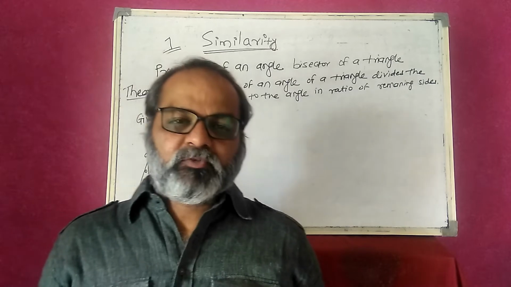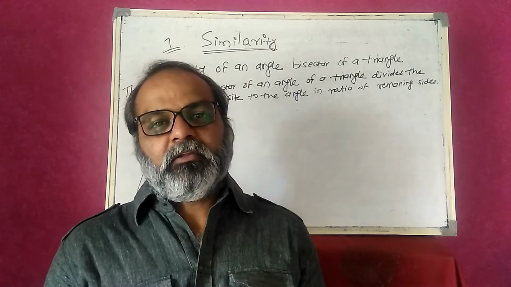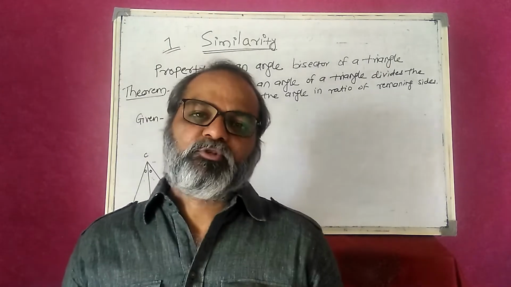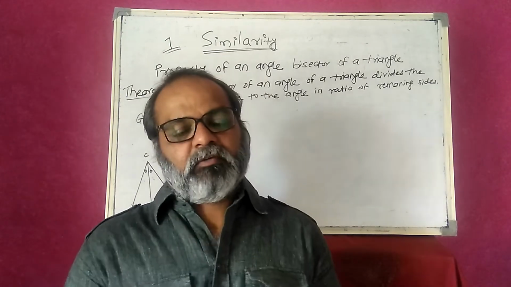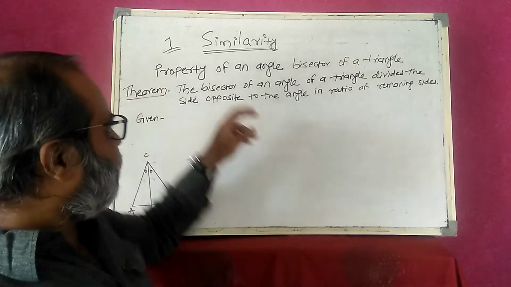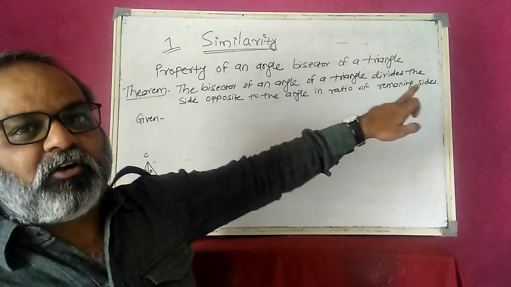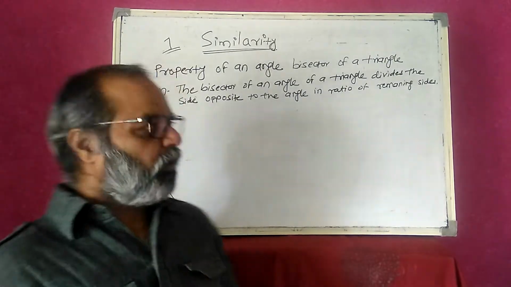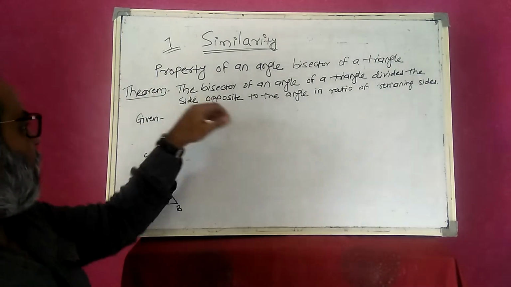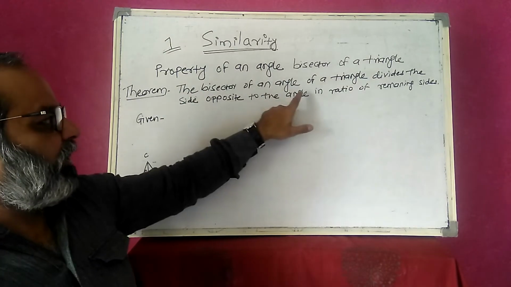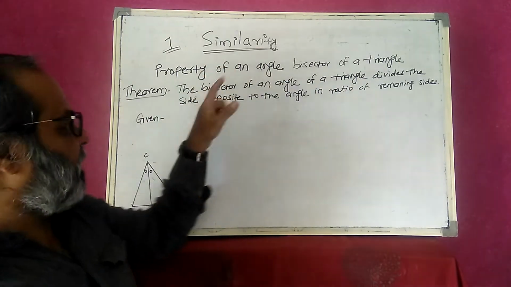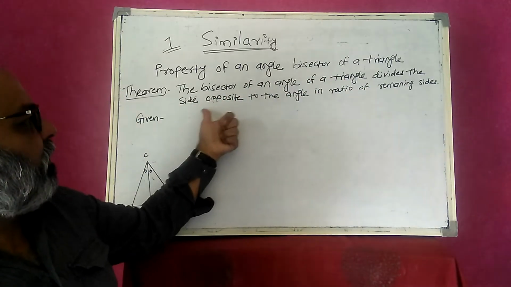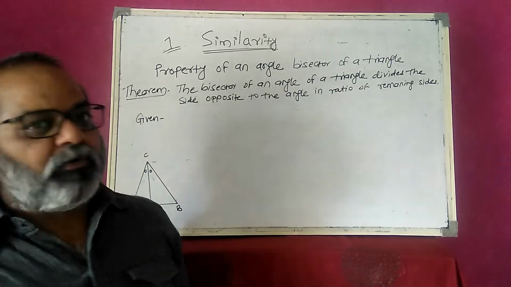So in our previous video we just learned the basic proportionality theorem and the problems related to it. In today's video we learn the property of an angle bisector of a triangle. This is a very simple theorem. It depends on BPT. So what does the theorem say? The bisector of an angle of a triangle, I just repeat it, divides the side opposite to the angle in the ratio of the remaining sides.